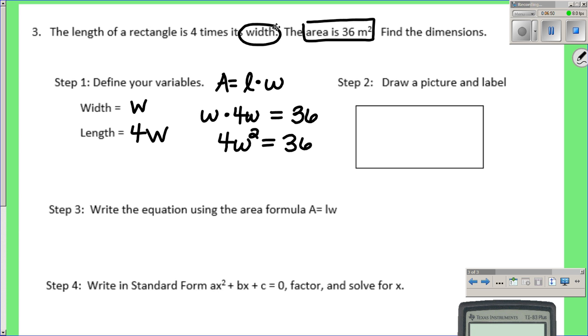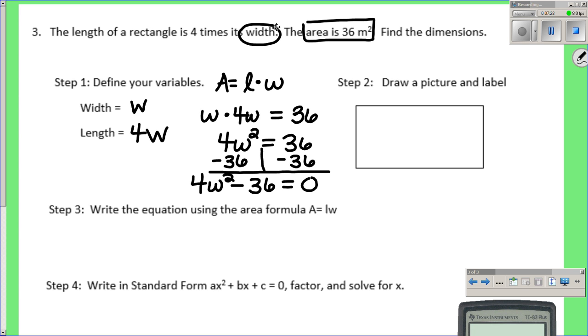Now yesterday when we started solving, we talked about standard form of a quadratic equation. We always want the equation to equal 0. So notice right now our equation equals 36. So to get this into standard form, we're going to subtract 36 on both sides, and we can't combine because those are not like terms, but we can just write it out in standard form. So 4w squared minus 36, 36 minus 36 equals 0.